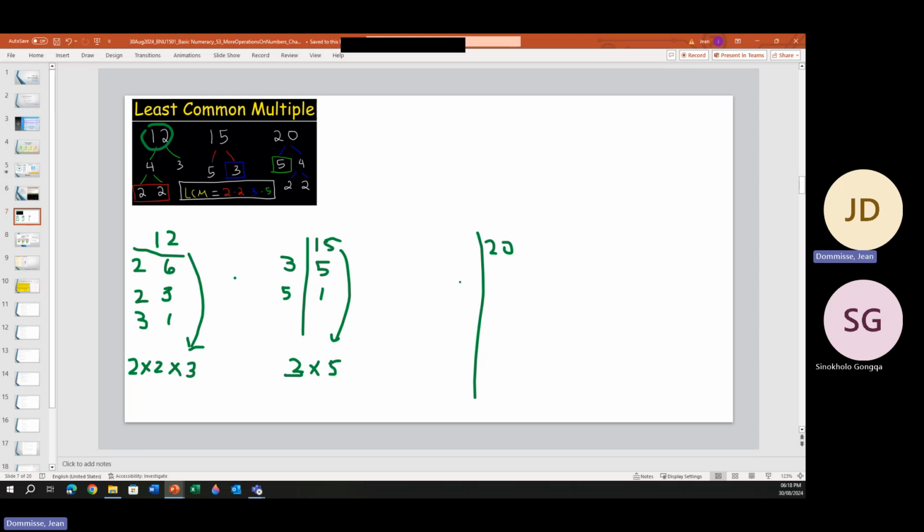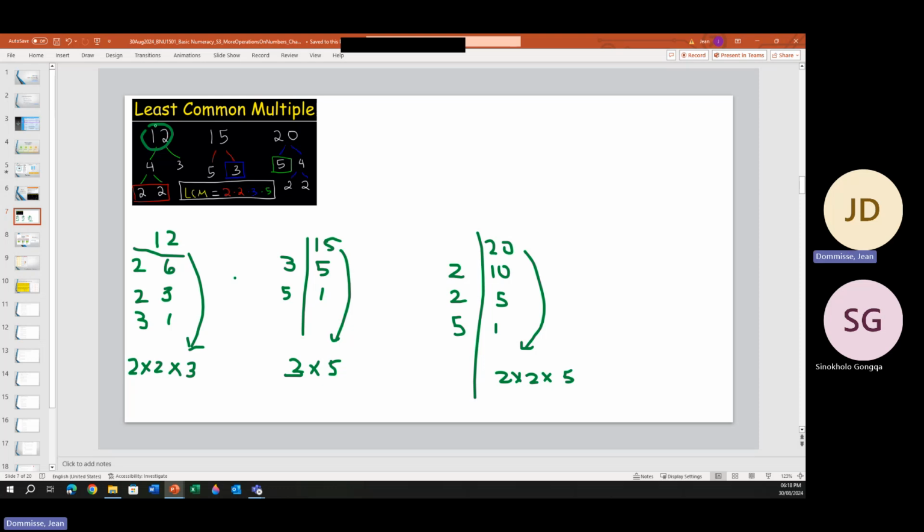again, I would have said, okay, I always start with the smallest. So 2 goes into 20 10 times. 2 goes into 10 5 times. So 5 is the only one that's left. So 5 goes into 5 once. So my factors for this would have been 2 times 2 times 5.